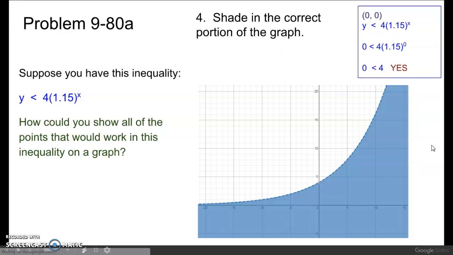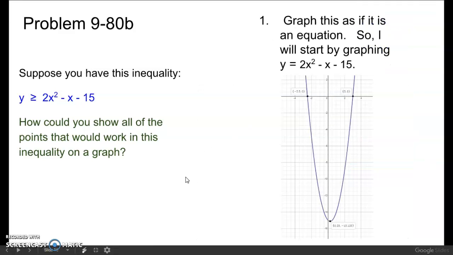Let's see what Desmos did. Sure enough, it shaded it in. So it's the same steps. It's just that this one's nonlinear. This example is quadratic. And remember, when the variable is a base, basically what you would call the base number, that's going to be a quadratic.